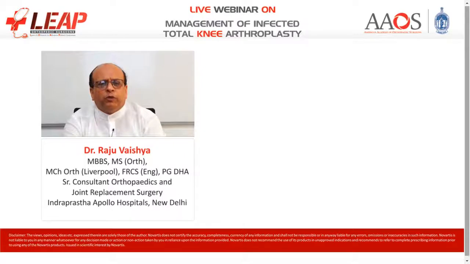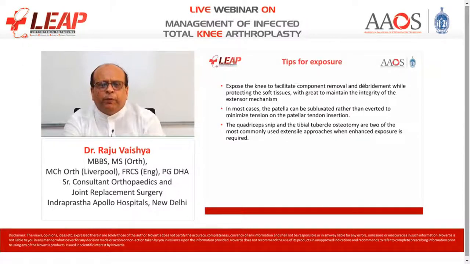The tips for exposure of these knees: they are not simple to expose because there is a lot of stiffness and scarring, and the tissues are adherent to each other and to the prosthesis. So expose the knee to facilitate component removal and debridement while protecting the soft tissue, to maintain the integrity of the extensor mechanism. It is very important that you protect the extensor mechanism, which may be damaged during this surgery.